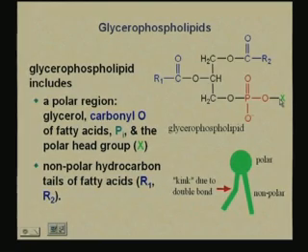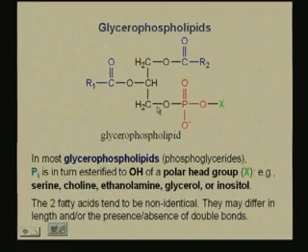Now, what can I change here? I can change R1, I can change R2, I can change X. In that, I will be changing the complete type of glycerophospholipid that I have, and we are going to see how we can do that. Okay, so this is our structure.